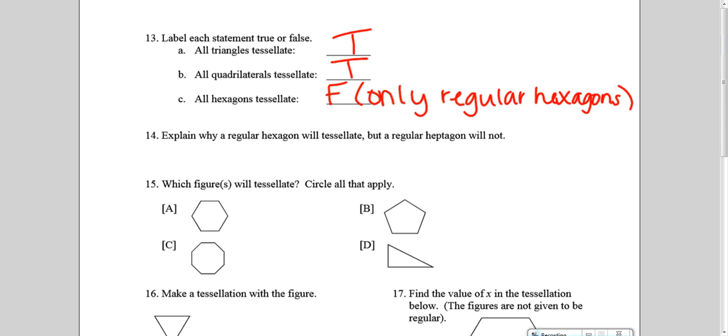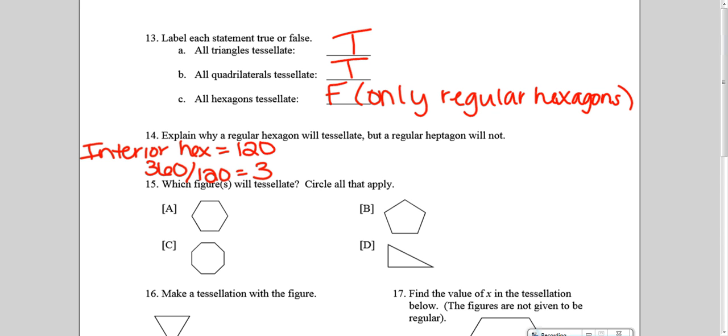All right. So the next one, explain why a regular hexagon will tessellate, but a regular heptagon will not. Okay. Well, we've done it multiple times. We know that we want to find the interior angles. We know the interior angle of a hexagon is 120 degrees. So if we take 360 and divide it by 120, we get 3. That means we can take 3 hexagons together and it'll tessellate.